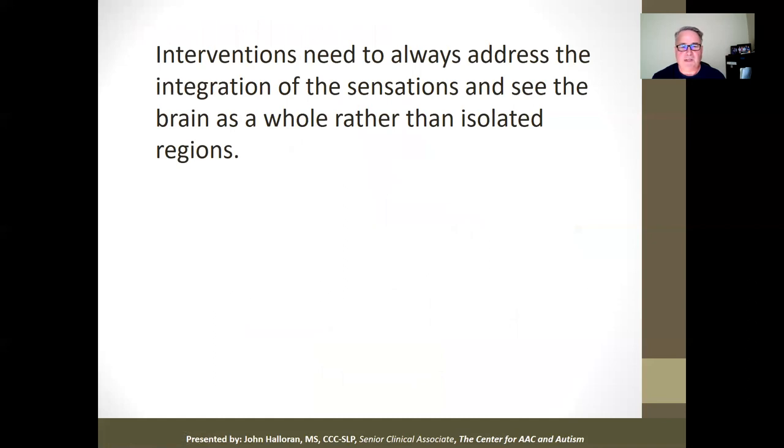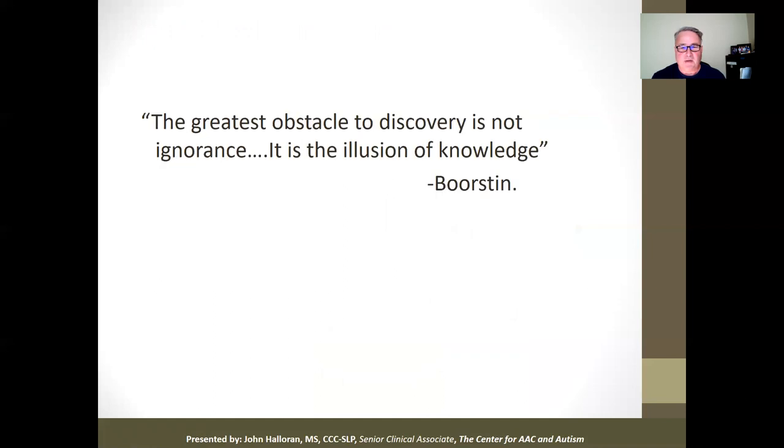Interventions always need to address the integration of the sensation and see the brain as a whole rather than isolated regions. Just remember, we all learn better when we use our sensory systems together. I love this. Again, it's more for me than for anyone else, but it really is worth us all remembering. The greatest obstacle to discovery is not ignorance, it's the illusion of knowledge. And if myself or anyone else ever pretends they understand what to do, they're just crazy as a loon. We're all trying our hardest, and we appreciate you helping us, especially the families out there helping us learn by sharing your adults and individuals you work with.